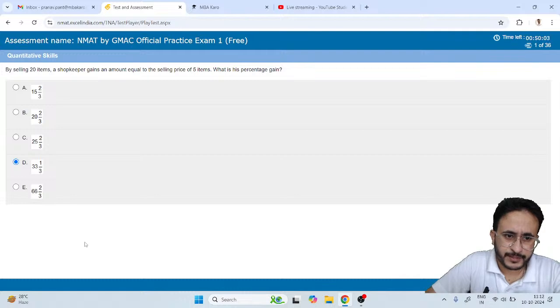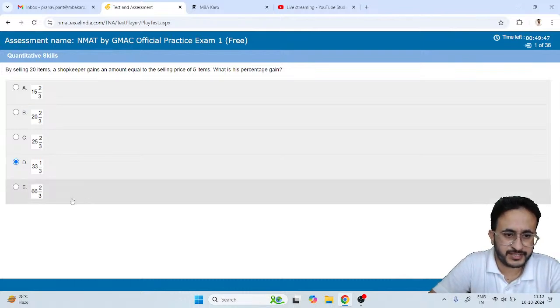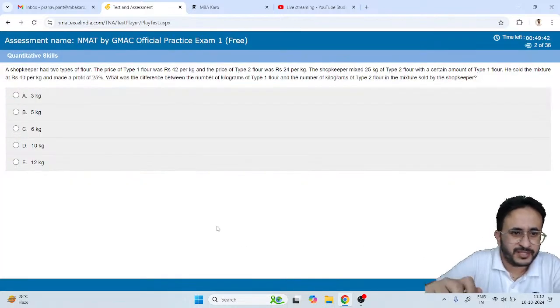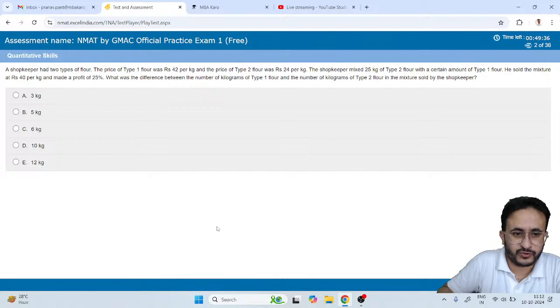25, 2 by 3. If you take 33.33, then the cost price is 26.67. That is the selling price of... okay, yes, so this will be the answer, 33 1 by 3. Let's not think too much, maybe there was some mistake in the very first thing. It can happen, right? Sometimes even easy questions do not click.